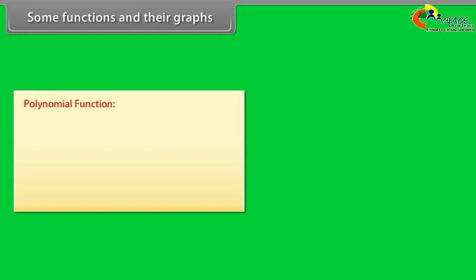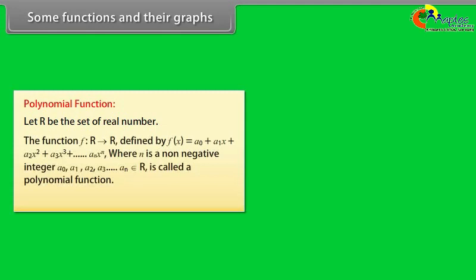Polynomial function. Let R be the set of real numbers. f is a function from R to R defined by f(x) = a0 + a1x + a2x^2 + a3x^3 + ... + anx^n, where n is a non-negative integer.